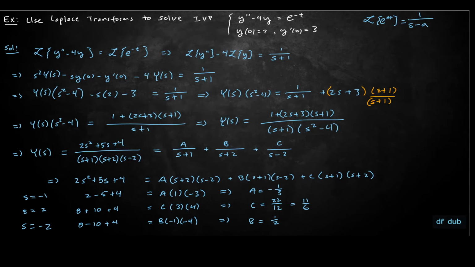So we can rewrite this as -1/3 times 1 over s plus 1, plus 1/2 times 1 over s plus 2, plus 11/6 times 1 over s minus 2. So that is the Laplace transform of our solution, and now we just need to invert this to get the original function, the original solution, y of t.